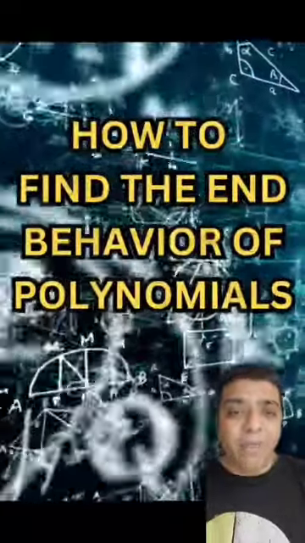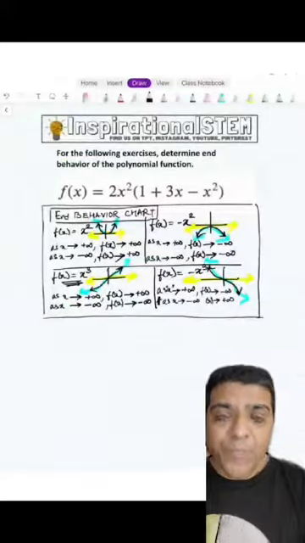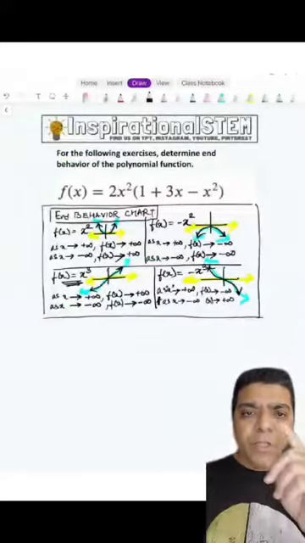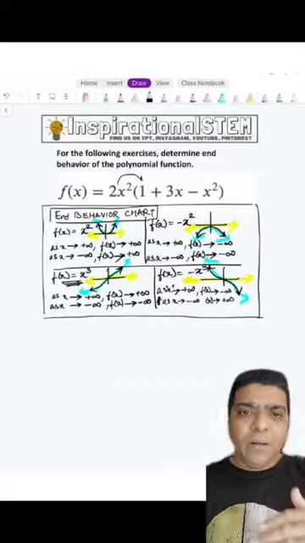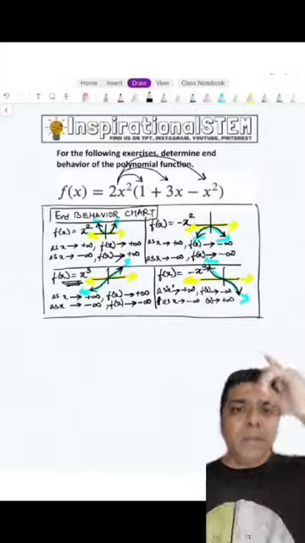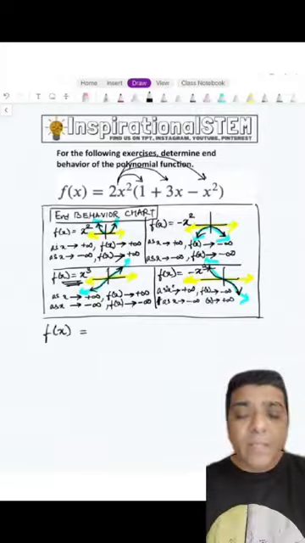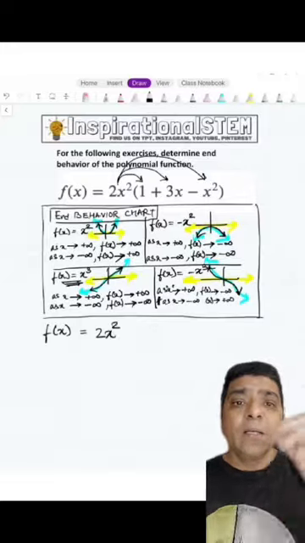How to find the end behavior of polynomials. Another problem from the OpenStax pre-calculus book. Let's go. So here's a chart up here of the end behavior of polynomials, but let's go ahead and take our problem up here and distribute it first because we want to know what the maximum exponent value is.